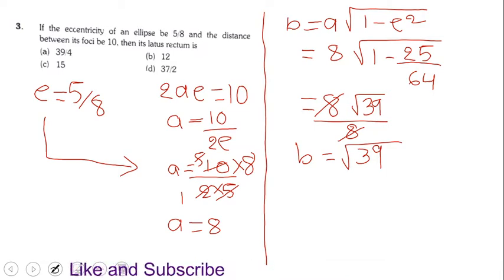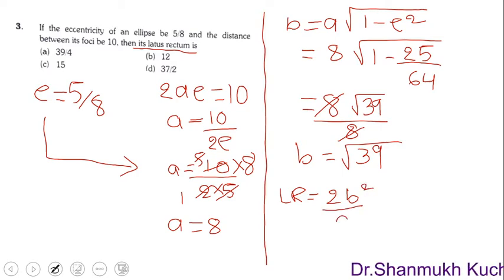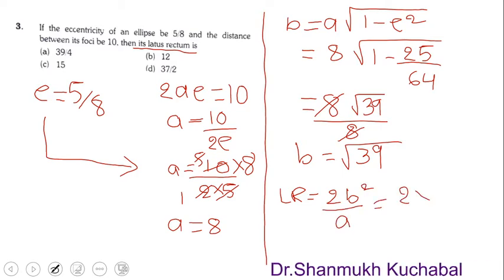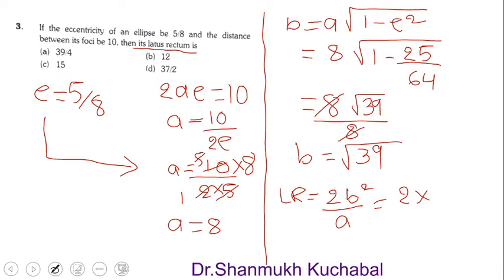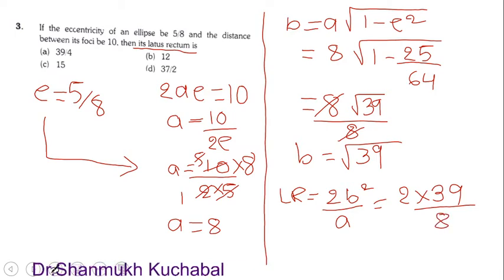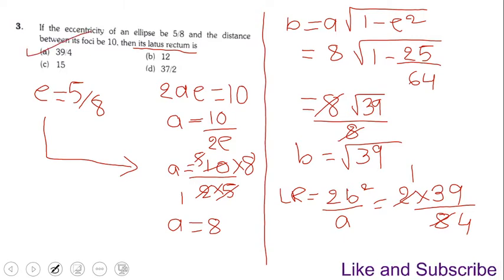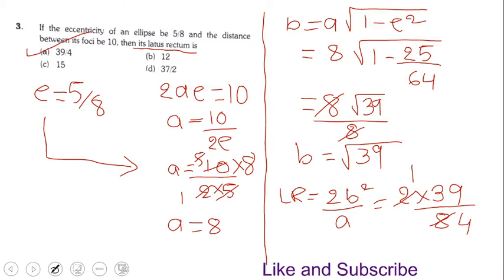Now we have to find the length of the latus rectum. The length of the latus rectum is given by the formula 2b square divided by a. So 2 is as it is, b square is root 39 square, which is 39, divided by a, which is 8. So 2 1s are 2, 4 2s are 8. We get the length of the latus rectum as 39 divided by 4. Therefore clearly option A is the right answer. Like this we have to simplify.